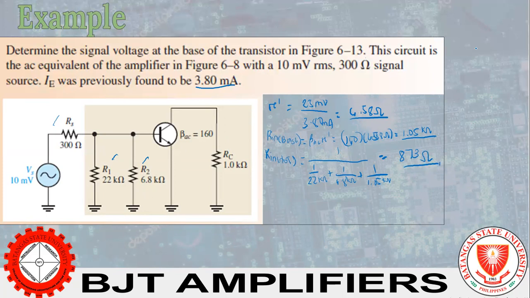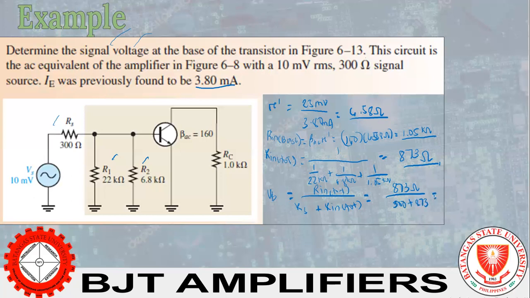So, what do we get next? Our VB. What are we looking for? Determine the signal voltage across the base. So, it's the VB we are getting. So, R in total over RS plus R in total. We have 873 ohms over, RS is 300, plus R in total, which is 873.